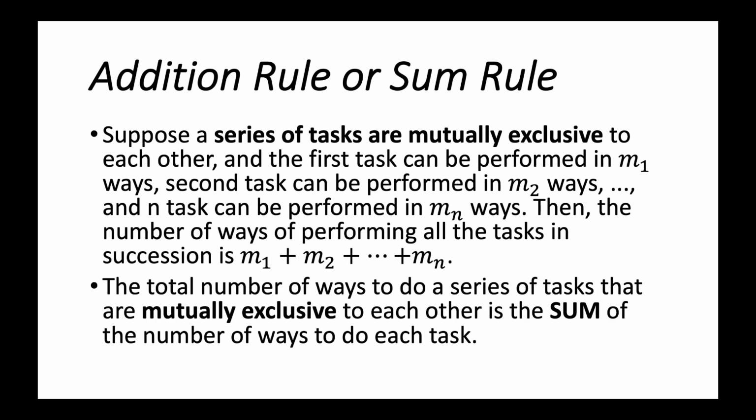So in other words, we have to take note of these two things here. If the series of tasks are mutually exclusive to each other, therefore, you should just simply get the sum of the number of ways to do each task. So you'll just add them together if they are mutually exclusive. But what are mutually exclusive events? Mutually exclusive events are simply events that cannot happen at the same time.